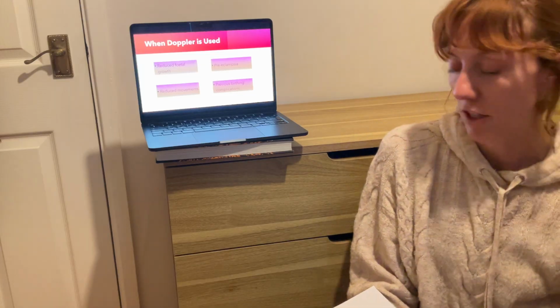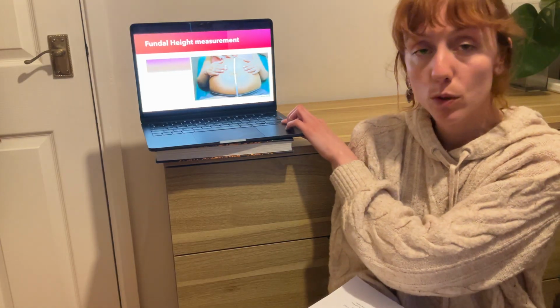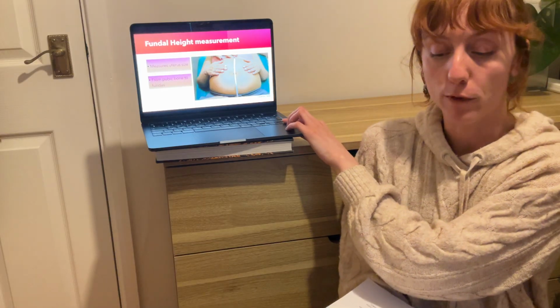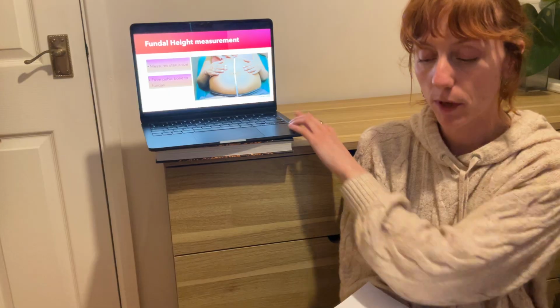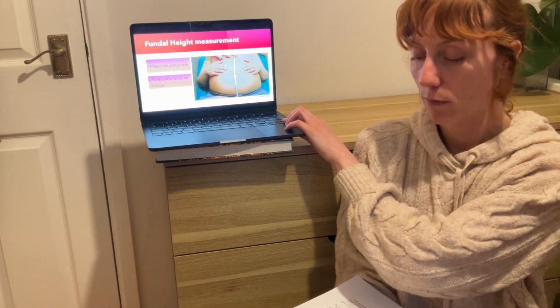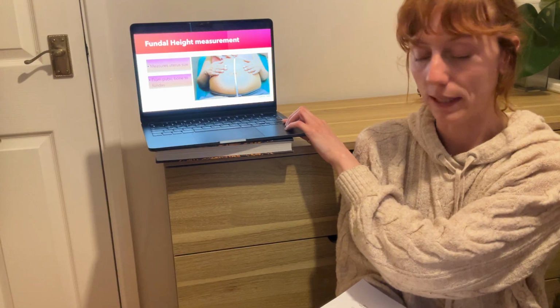The fundal height measurement is a simple, non-invasive method used during routine antenatal appointments. It involves measuring the distance from the pubic bone to the top of the uterus, known as the fundus. This measurement provides an indication of how the baby is growing.